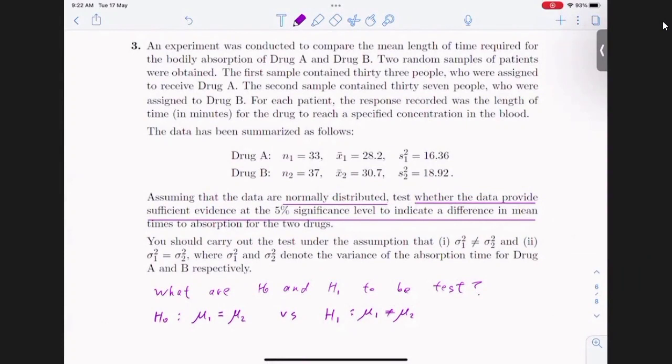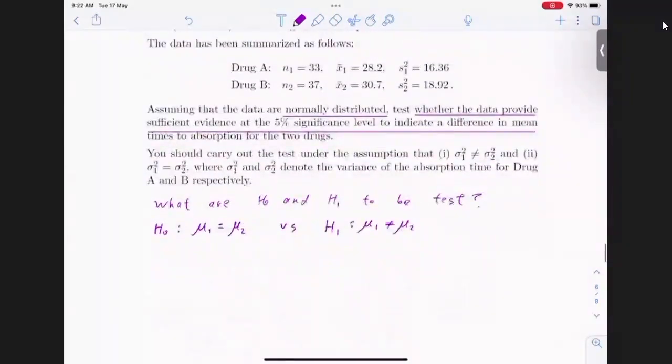Test whether the data provides sufficient evidence to indicate a difference in mean. So what we are interested in is to see whether there is a difference, but not a particular direction. One greater than the other, one smaller than the other. We don't have this kind of objective stated in the question. It only suggests that we want to test whether there's a difference. And therefore, we are going to do a two-sided test. So this is how we identify the hypothesis. Now this is important because the alternative hypothesis will affect your rejection region and the conclusion.